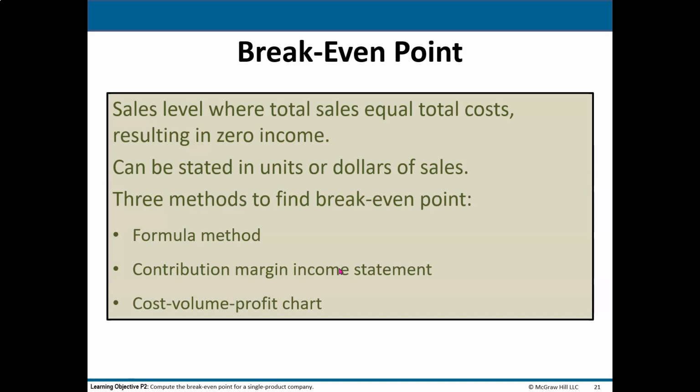Now, let's think back to our illustration here about Riddell. They sell footballs for $100 per unit, and they have $70 of variable costs for each football sold. Now, its fixed costs, as we're going to see, are $24,000 per month. So we're going to show three different methods here to find the break-even point. The first method is the formula method. The second method is a contribution margin income statement. And the third method is a cost volume profit chart. So let's take a look at the formula method.